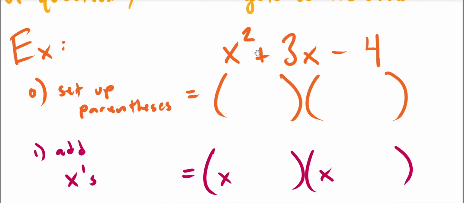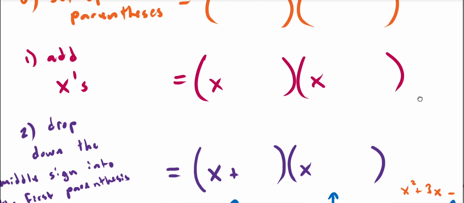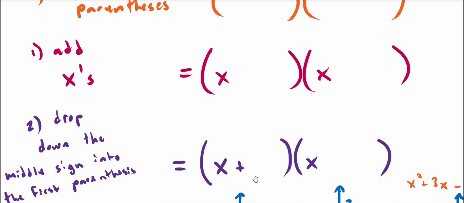Now I know at least one of the middle terms is going to be positive because we're going to add them up to get positive 3. And because of that, we can just drop down that first term from the positive 3 into the first parentheses here. So we had plus 3x. We want to drop that plus right into place.